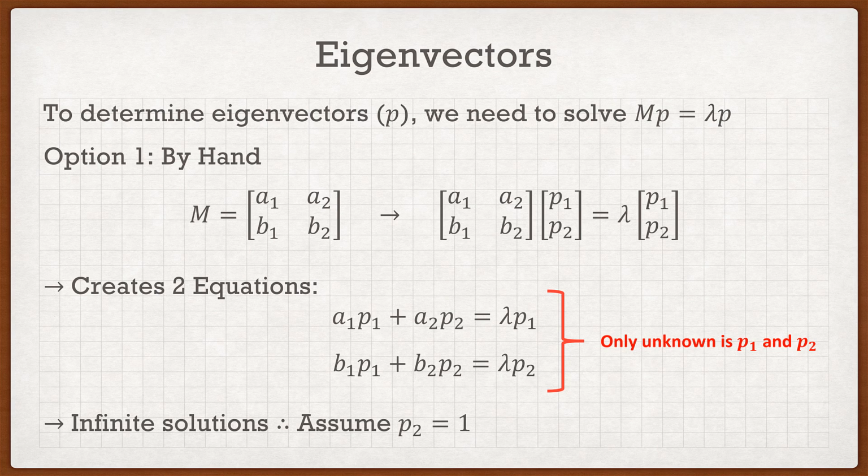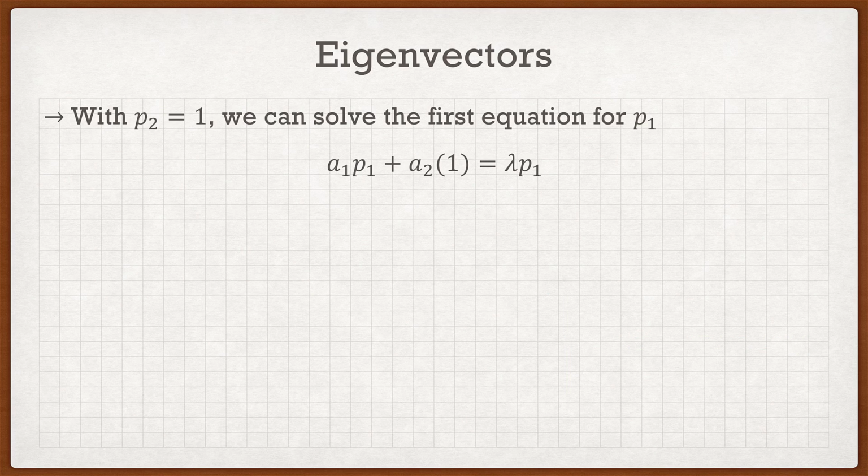Because remember, there are many, many eigenvectors, an infinite amount of eigenvectors associated with an eigenvalue. So what we have to do in this case is assume that P2 is equal to 1. By doing that, we can look at the first equation, and if P2 is equal to 1, my only unknown now is P1. So I can solve for P1. And with that, I can conclude that my eigenvector for that eigenvalue lambda is equal to P1 and 1. Now, as I mentioned, there's an infinite amount of eigenvectors.